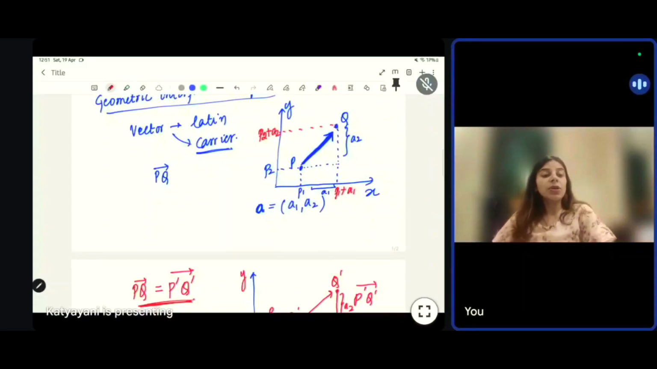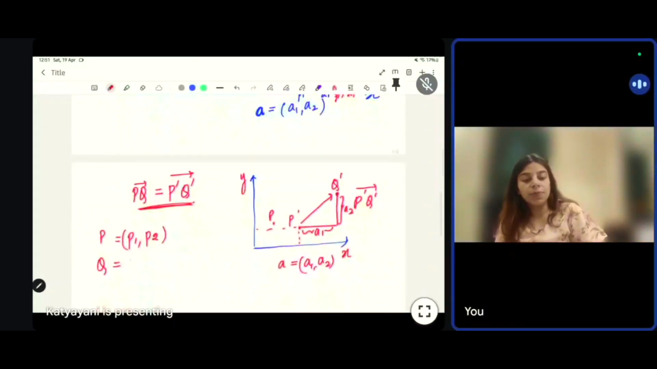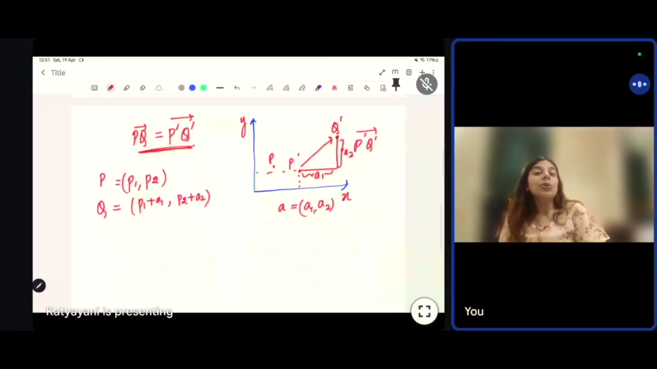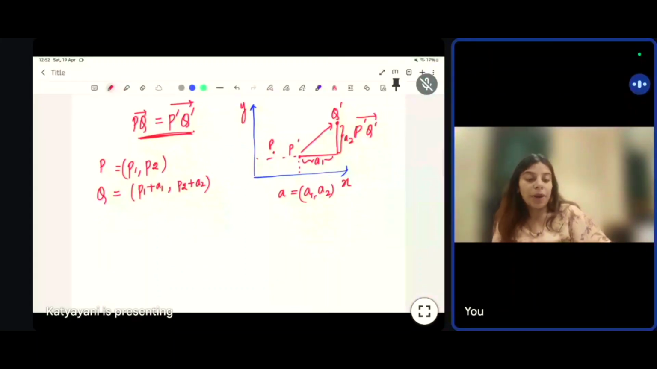Right? So what will be the coordinates of point Q? It would be P1 plus A1 on the x-axis and then P2 plus A2 on the y-axis, right? So this is how you get the coordinates of the new point Q when you move from point P to Q using vector A, that is A1, A2, right? So that is how you interpret a vector geometrically, right?